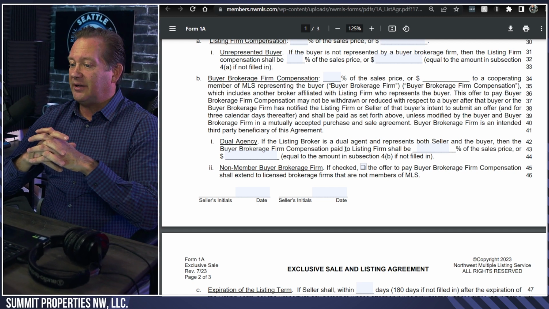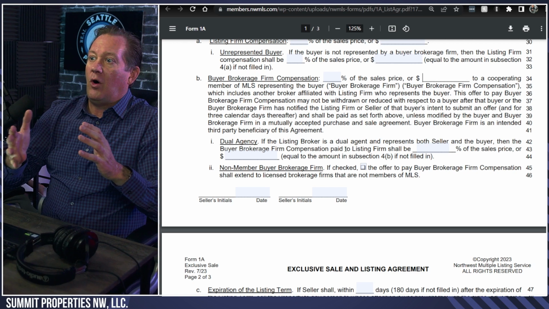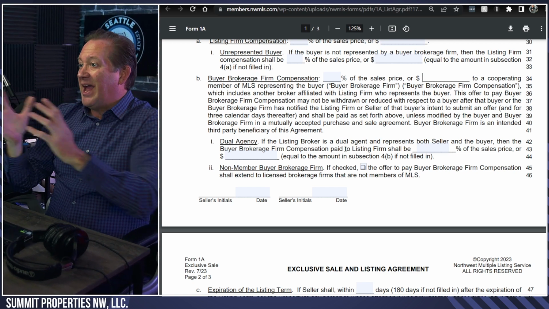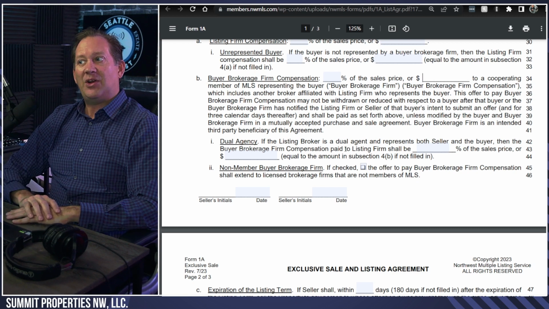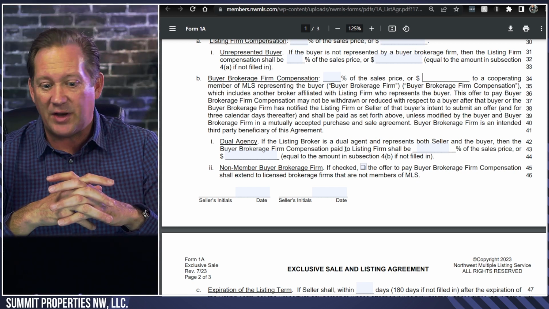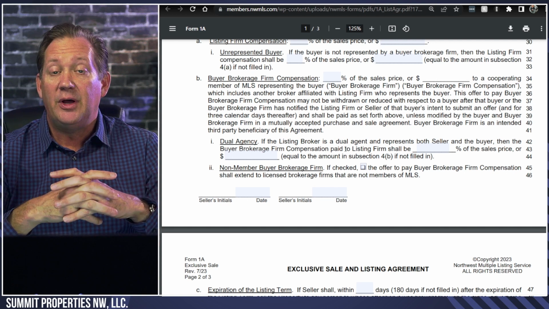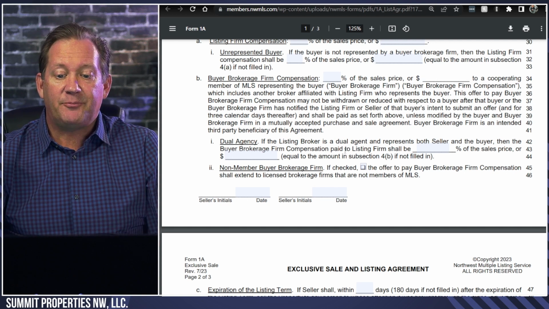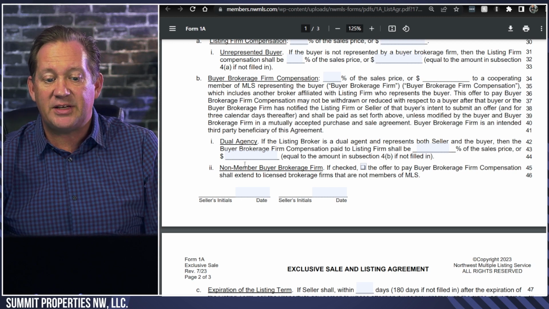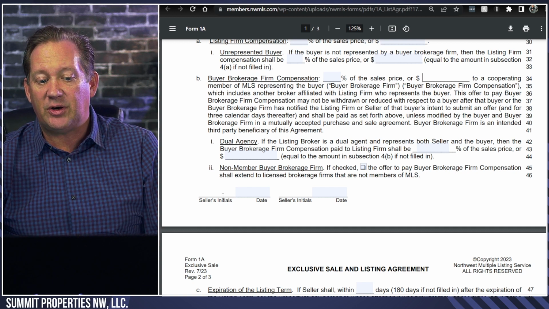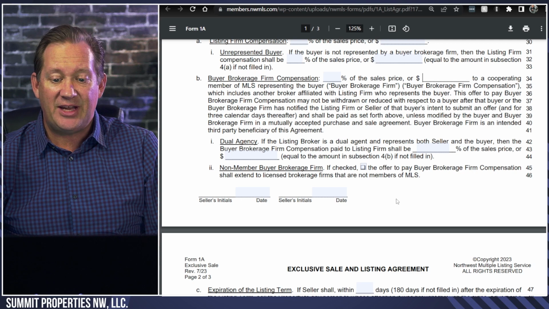Because you're supposed to be giving equal customer service to both your buyer and your seller. Darn near impossible to do. Some brokerages don't want to allow dual agency to happen because there's some additional liability going on there. So you've got basically sales price or equal to the amount of whatever that is. Once you get this all filled in, you're going to have your seller initial and date.